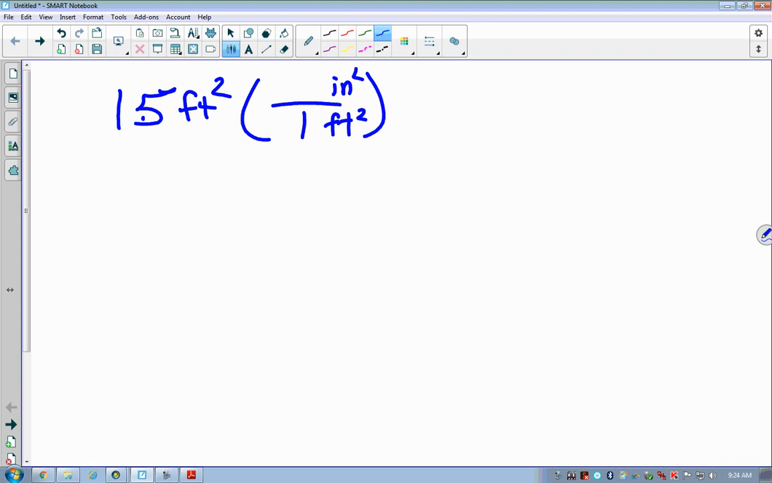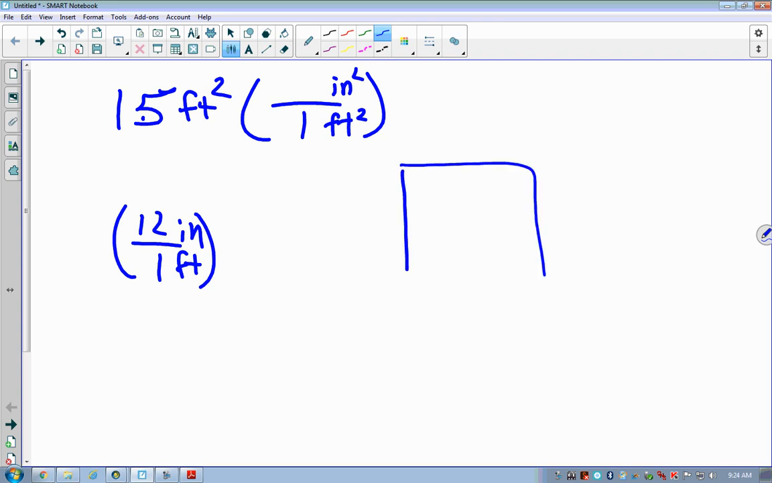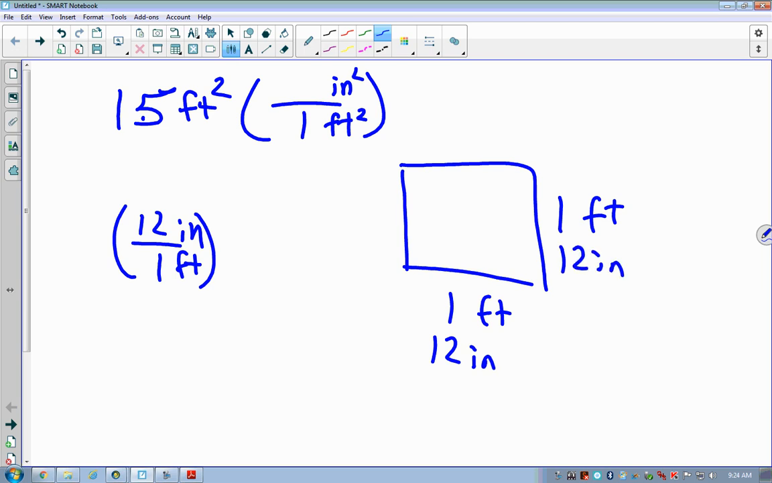No. It's not 12. It's what? No, it's not 24. All right, let's look at this. If we have a foot and an inch, right? It's 12 inches to 1 foot, right? But this is 1 foot, this is 1 foot, this is 1 square foot, correct? So this is 12 inches, and this is 12 inches. So how many square inches is 1 foot squared? 144.